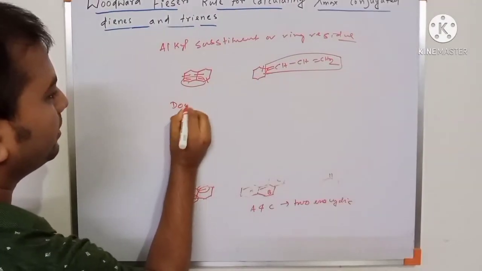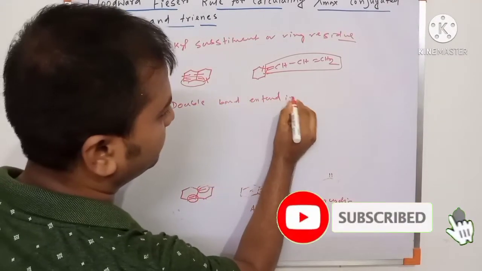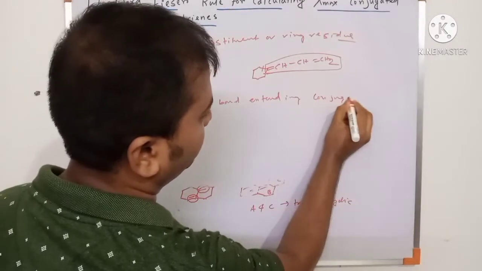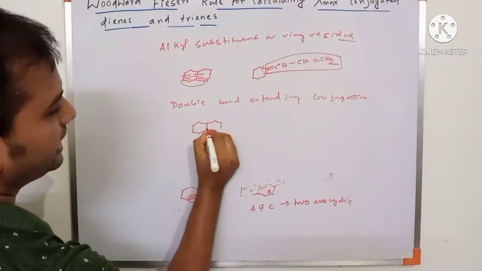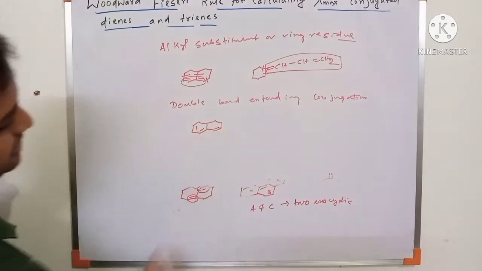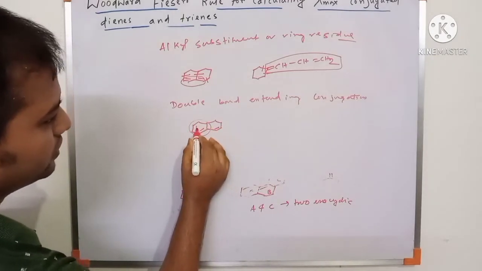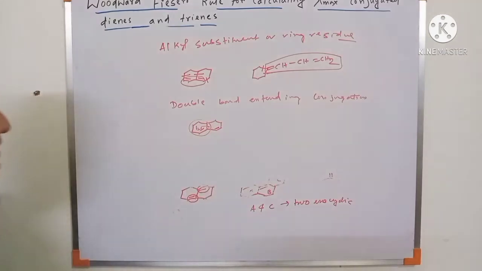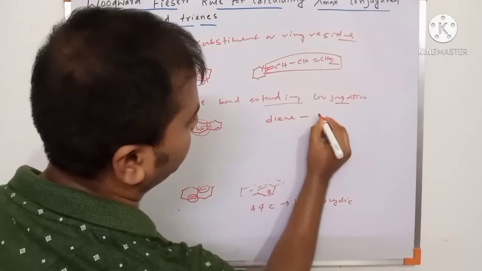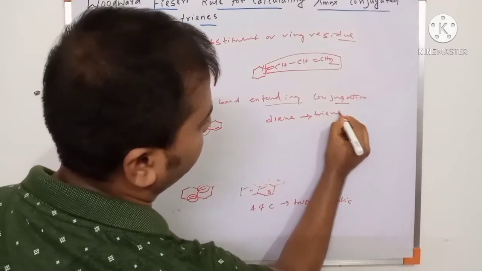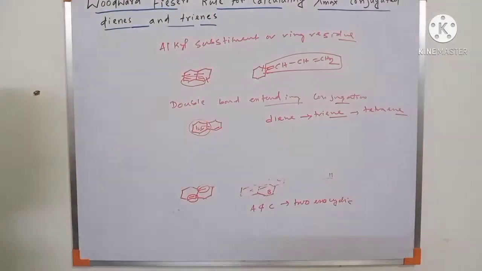And next, double bond extending conjugation system. This means diene to triene, tetraene. So this is a homonuclear diene, and this forms the triene. So this is double bond extending conjugation: diene to triene or tetraene, etc.